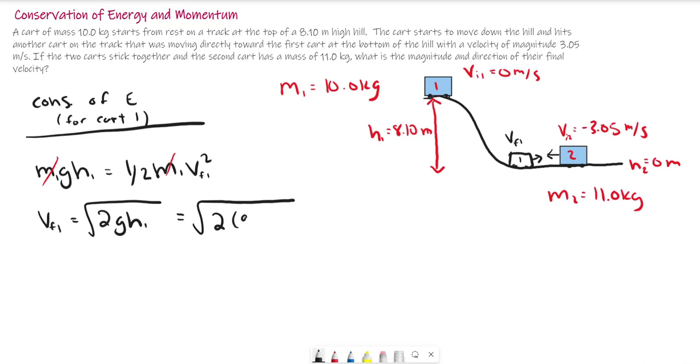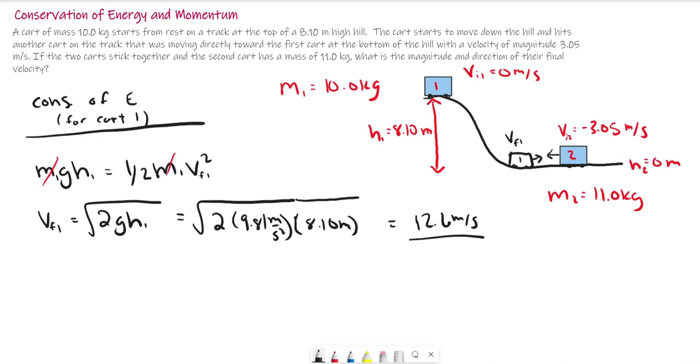So 2 times g, which of course is 9.81 meters per second squared for the acceleration due to gravity. And our height h1 is 8.10 meters. And that's going to give us a velocity of positive 12.6 meters per second. So this is the velocity of cart 1 at the bottom of the hill.